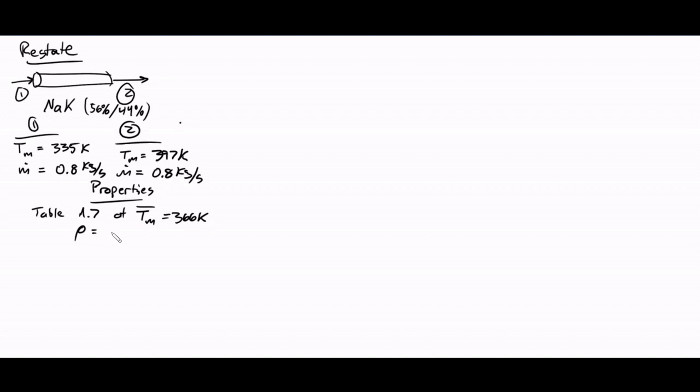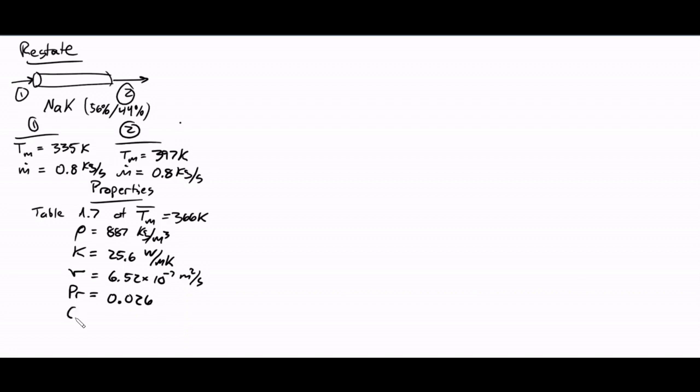So writing those straight out from the table, we have a density of 887 kilograms per meter cubed, a thermal conductivity of 25.6 watts per meter Kelvin. We've got a kinematic viscosity, nu, of 6.52 times 10 to the negative 7th, and that's units of meters squared per second. Our Prandtl number is pretty small, 0.026, which we should expect for this very unique fluid. And we have a specific heat of 1,130 joules per kilogram Kelvin.